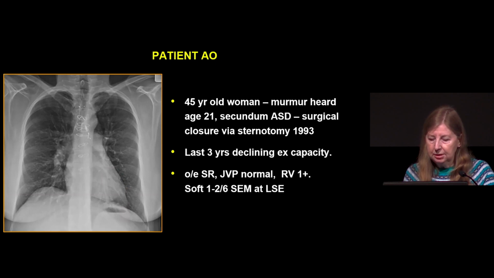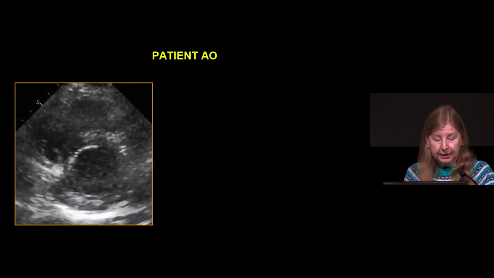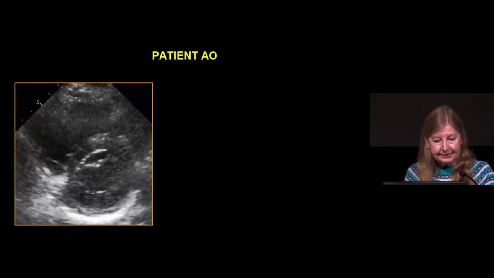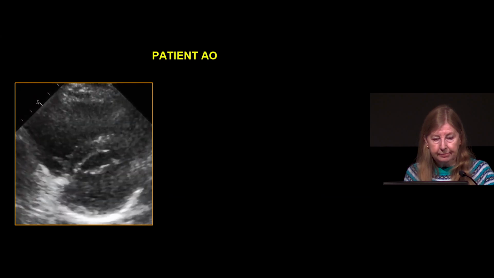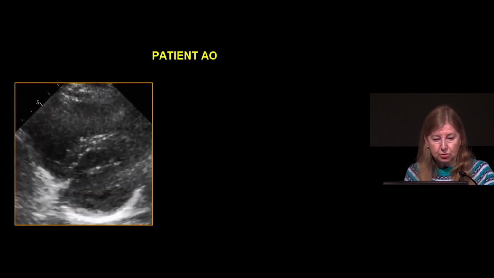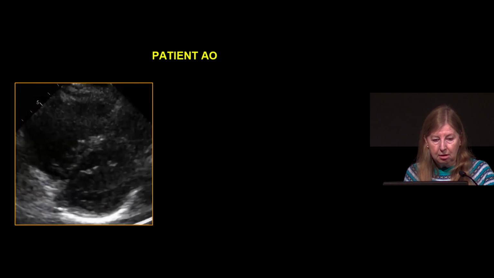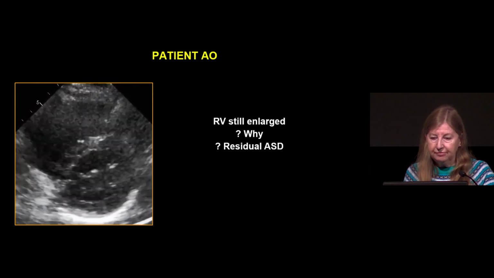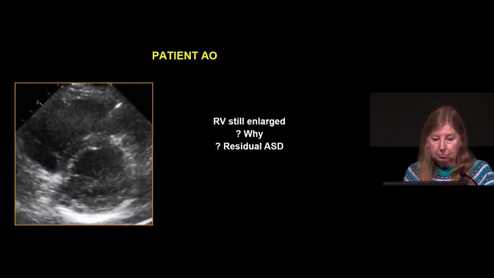So let's turn our attention to the echo. Has her ASD patch become dehisced? What the heck is going on? Why has she got the murmur? And why is she not doing well? So here's the short axis, and you can see here that the right ventricle is still quite large. Function is good. LV function is good. And so we have to figure it out.